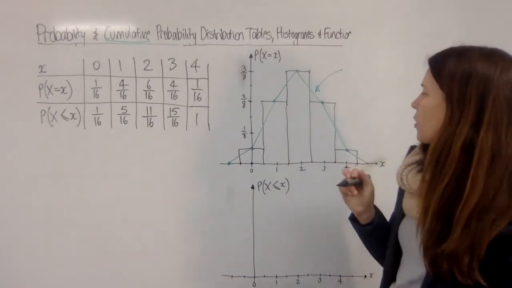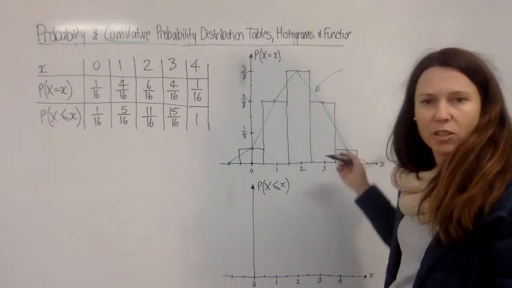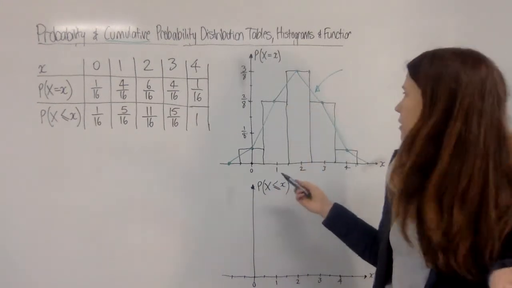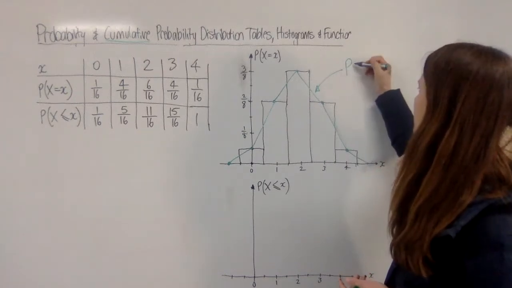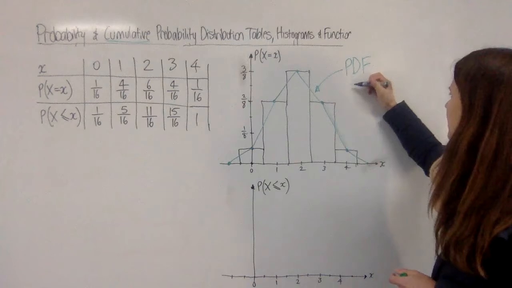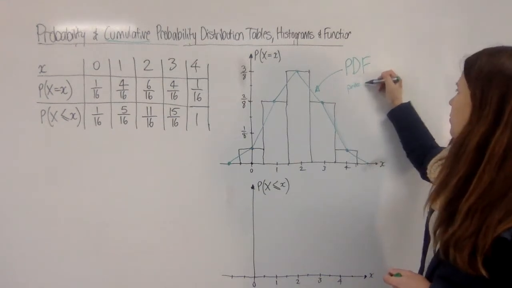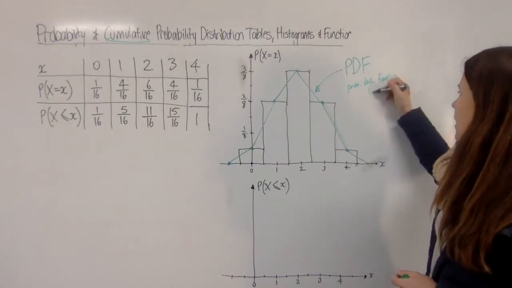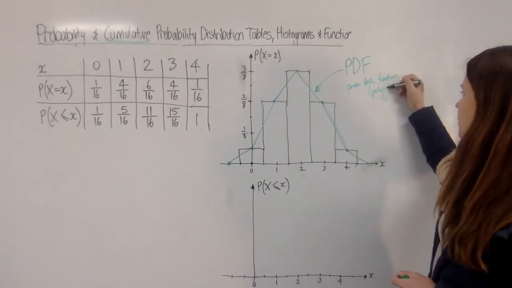But we've got a name for the polygon. It looks like a function, doesn't it? And it passes the function test. A vertical line would only come through it once. So we call it a probability distribution function. So you can write that down underneath it if you like, probability distribution function. And the function is actually the polygon part.